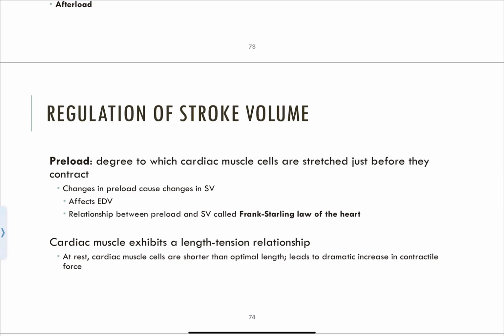Cardiac muscle also exhibits a length tension relationship. At rest, our cardiac muscle cells are shorter than optimal length, and this is also going to lead to a dramatic increase in contraction.